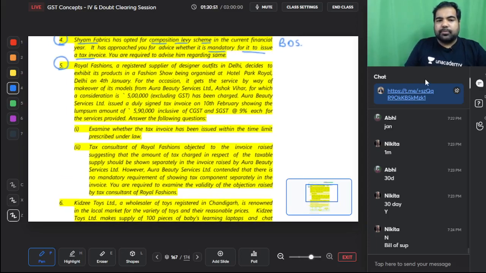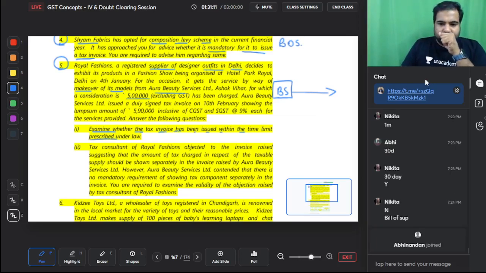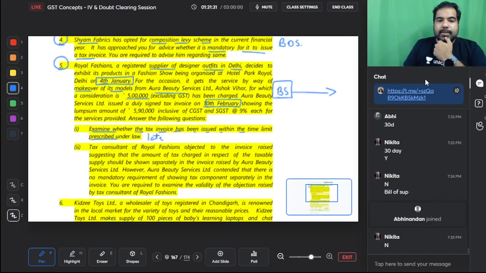Next is the 5th question. Guys, in 5th question, there is a supplier who's supplying outfits in Delhi, and they get a makeover also of their models from a beauty parlor. So there is a beauty parlor which is supplying beauty services worth 5 lakh rupees. Examine whether the tax invoice has been issued within the time limit prescribed. So guys, for services, within how many days do you have to issue the invoice? 30 days. And here, Aura Beauty Services has issued the invoice on 10th February, whereas the services are performed on 4th Jan. So are they within time? No, they are late. They are after the due date of 30 days.